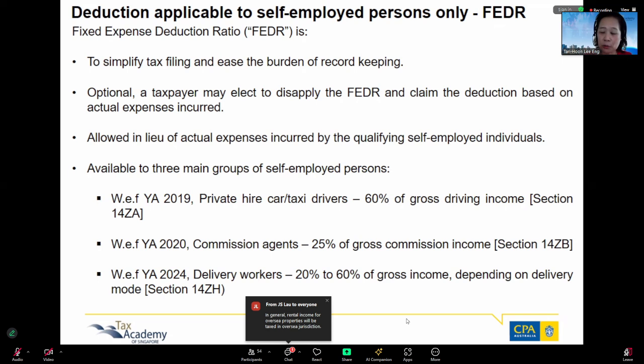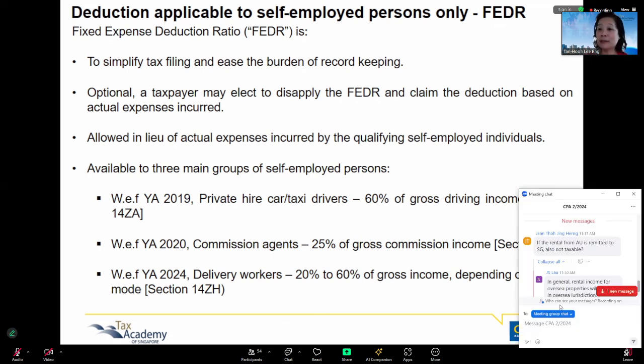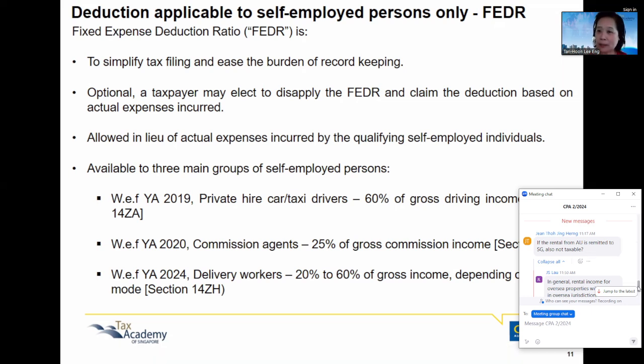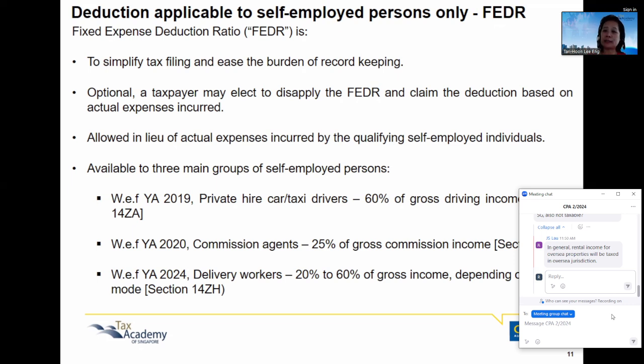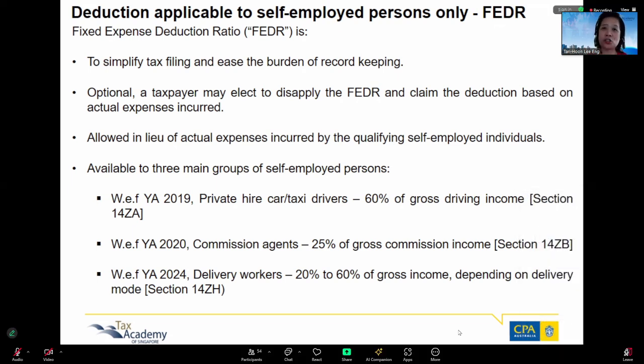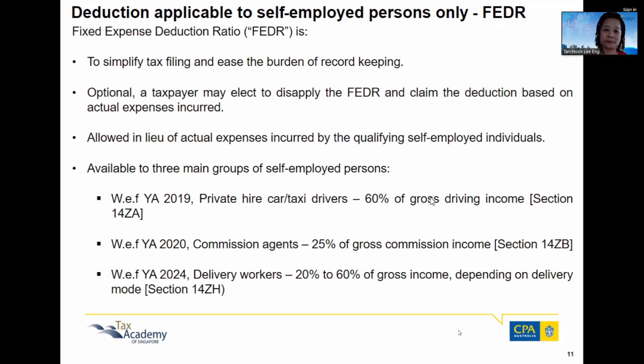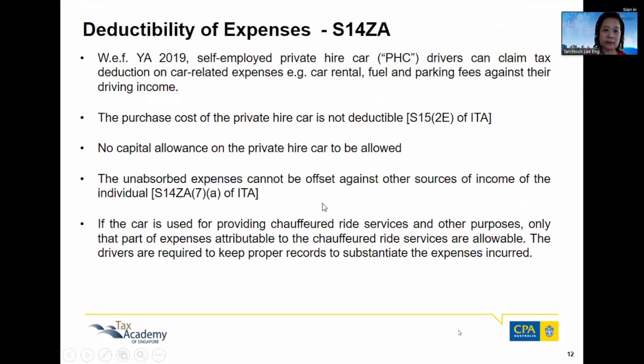So it helps the taxpayer in that sense that he can opt for this FEDR, the fixed expense deduction ratio, instead of claiming actual expenses. Okay, I move on to the next slide.